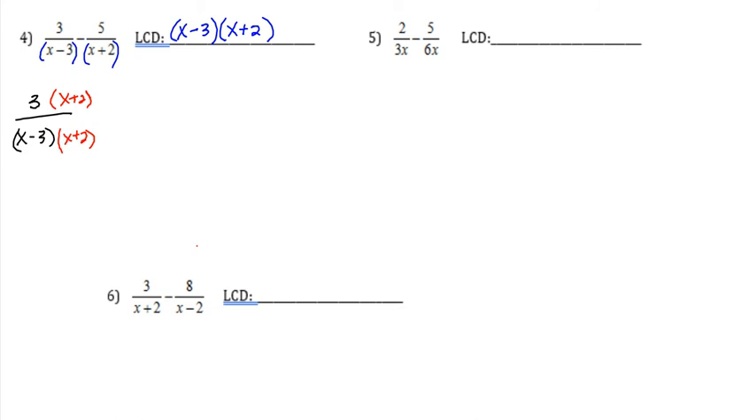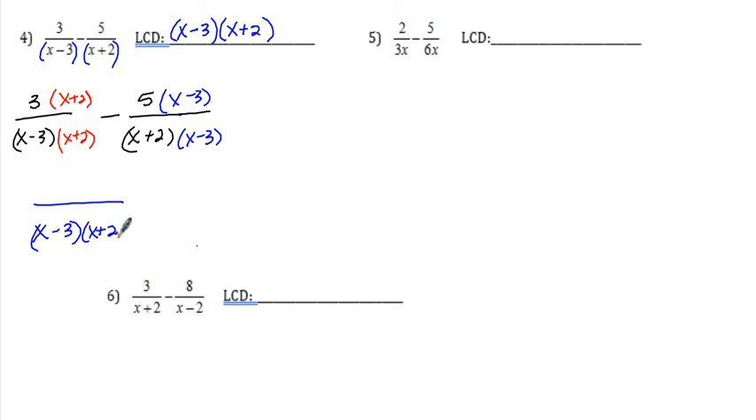The second fraction already has an x plus 2 in the denominator, so it's only missing the x minus 3. So let's give it what it's missing, the x minus 3. Now that you have this common denominator for both of them, you can combine the fractions into one. So now you have your common denominator of x minus 3, x plus 2.